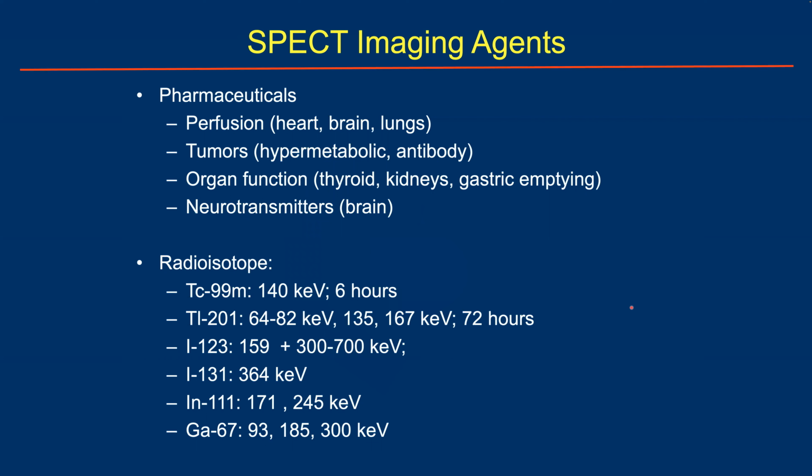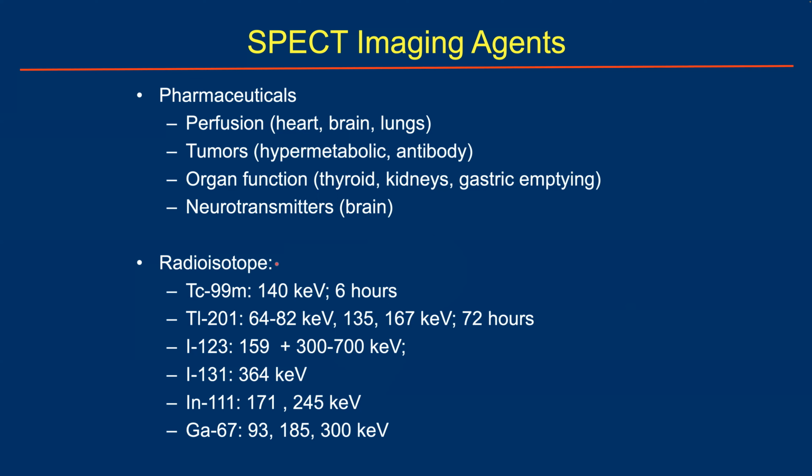Here are some examples of the pharmaceuticals used in SPECT. We are studying perfusion imaging in the heart, brain, and lung. We also study tumor metabolism, and also use antibody labeled agents to study tumors. We can study organ functions. Some examples include thyroid, or kidney functions, or gastric emptying. We also have neurotransmitters labeled with iodine-123 or technetium, which can be used to study brain functions.